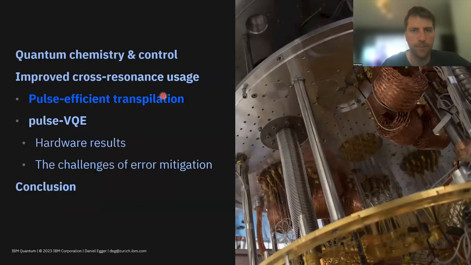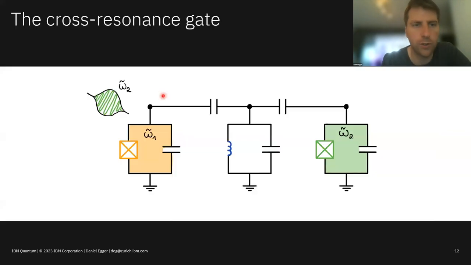And so with this, I want to start with the first topic here, a little bit more in depth, and talk about the pulse-efficient transpilation, how it works, and how we do it. In order for us to understand the pulse efficient transpilation on cross resonance based hardware, we first need to understand the cross resonance gate. So the cross resonance gate is a gate that couples two superconducting qubits.